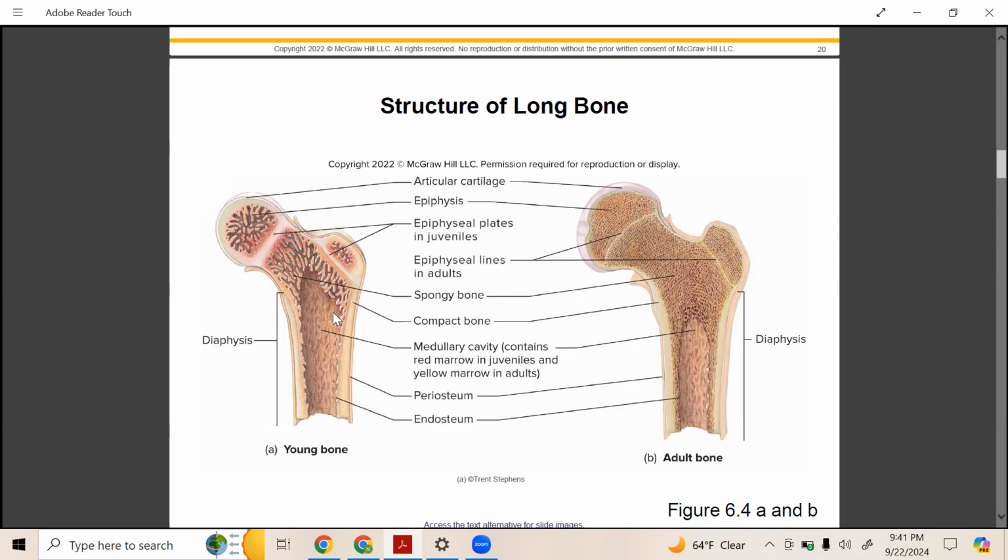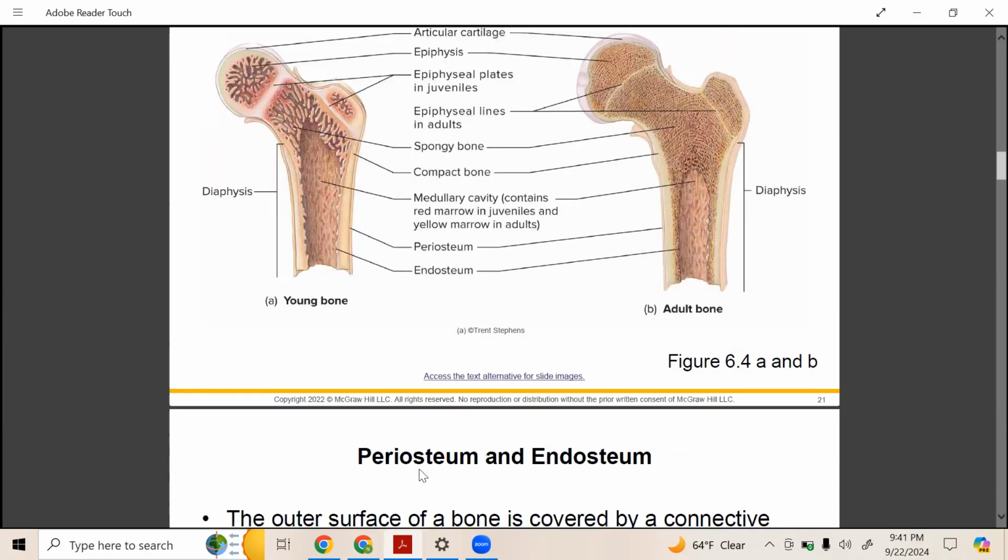It's an overall more spongy bone in the young bone, but you're going to see that compact bone in the outer portion of both adult and young bone. The medullary cavity, remember, in kids, majority of it's going to be red. As we are adults, most of our long bones are going to be yellow. The periosteum is the outermost covering of the bones, and the endosteum is the inner lining of the bones.